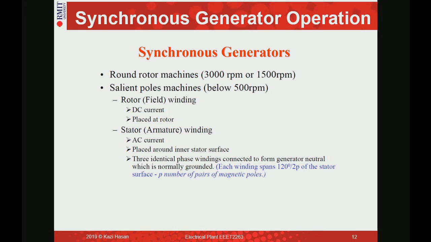And the two windings: the rotor field is DC current, but the stator is producing AC current. That is also interesting. In the rotor, you are supplying a DC current, but from the stator, you are collecting an AC current. Because you use your prime mover or turbine to rotate that magnetic field.